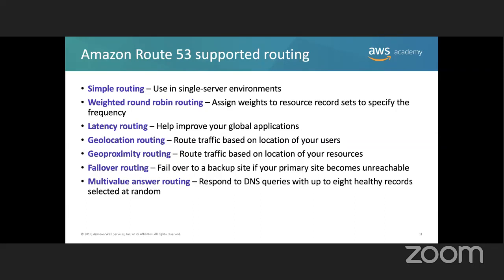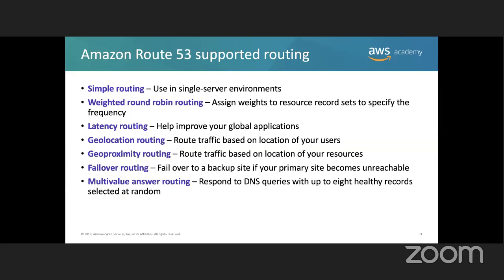Now, multi-value answer routing responds to DNS queries with up to 8 healthy records selected at random. This is the opposite of simple routing. Simple routing is only one; multi-value is more than one. You have several values, and they're just routed to the same request. It's like when you have, for example, Amazon. Amazon has different IP addresses, and all of them point to the same domain.